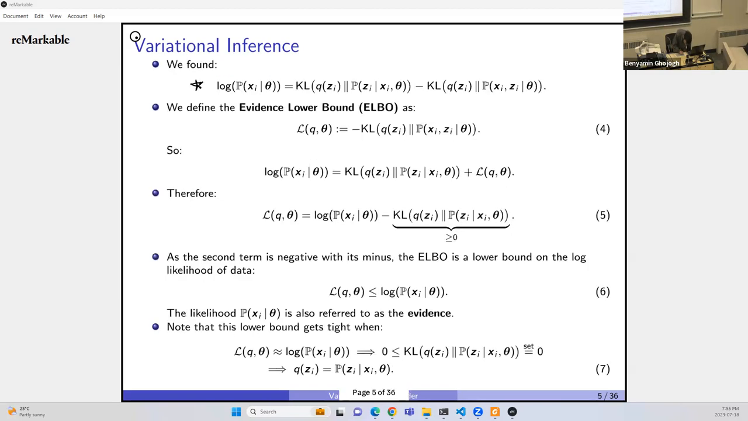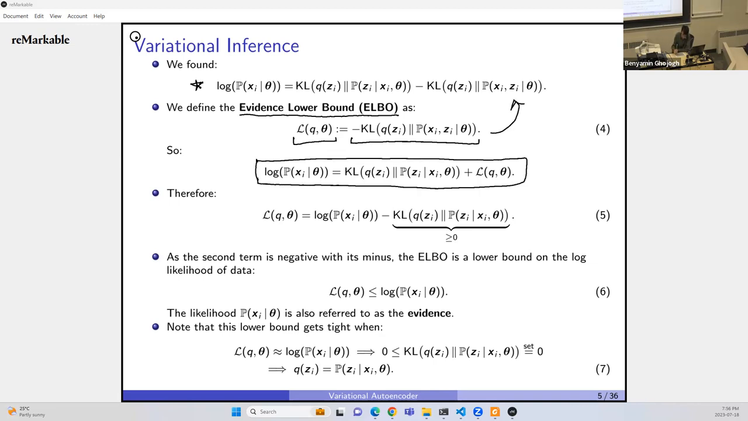So this is exactly what we found in equation three. I'm repeating it here. We define evidence lower bound, also called ELBO. This is a very important thing in probabilistic machine learning. Evidence lower bound, or ELBO, I define it as this: minus KL divergence between Q of Zi and P of Xi and Zi given theta. I denote it by L of Q and theta. This L, don't confuse it with Lagrangian. This is evidence lower bound. L stands for lower bound, okay? And then if you use this definition in this equation, you will get this. Rearrange this term, you will get this.